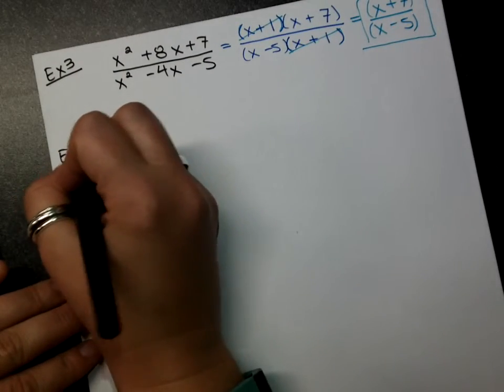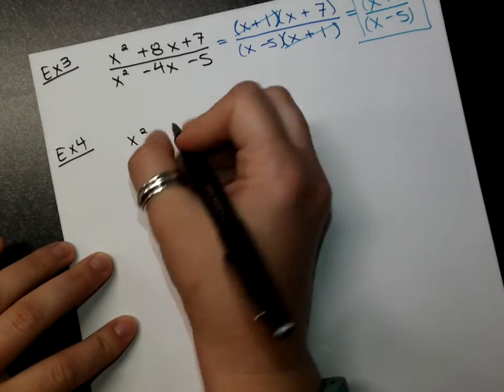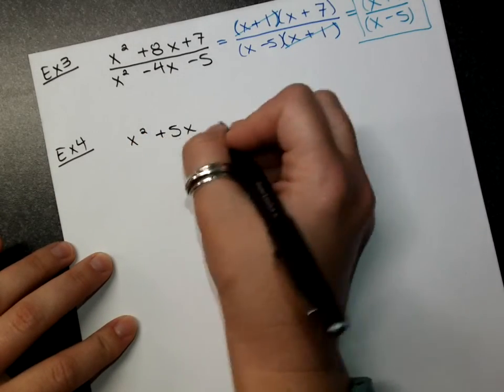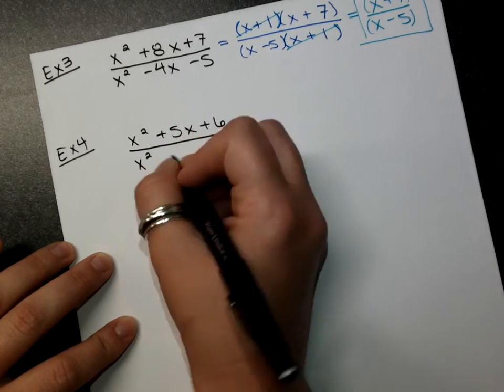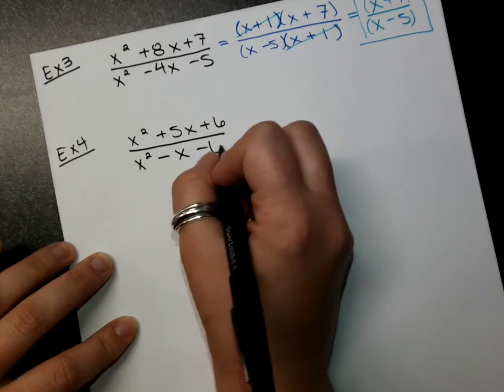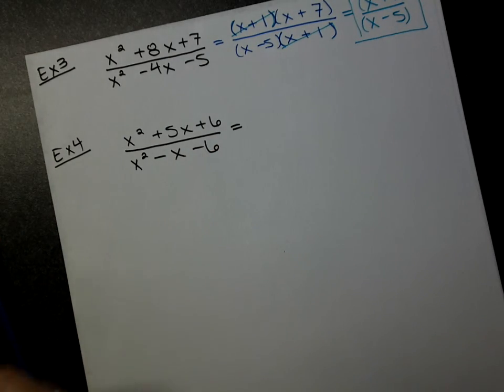Alright, let's try another one. Example 4. X squared plus 5x plus 6 divided by x squared minus x minus 6. I would suggest pausing the video and trying this one on your own.